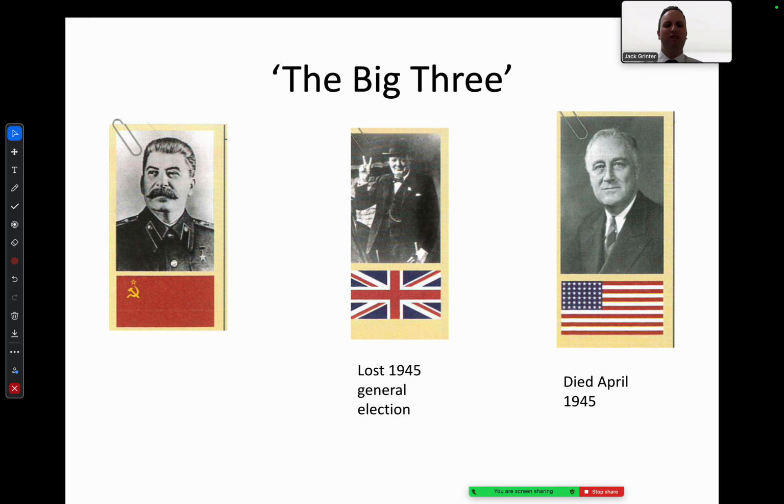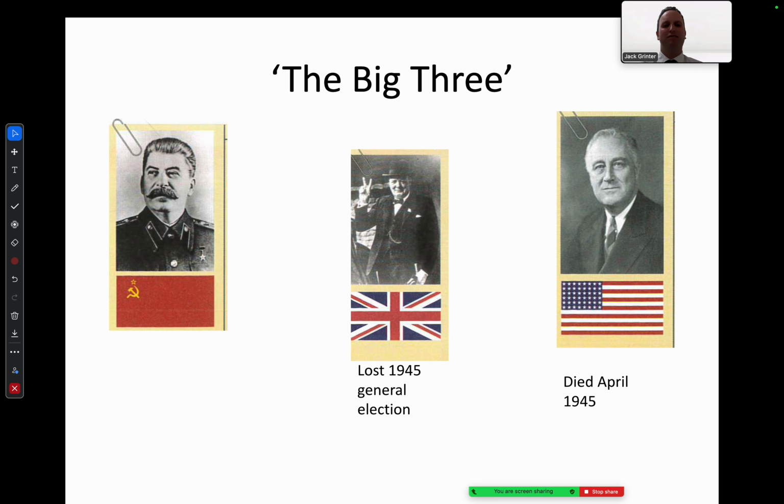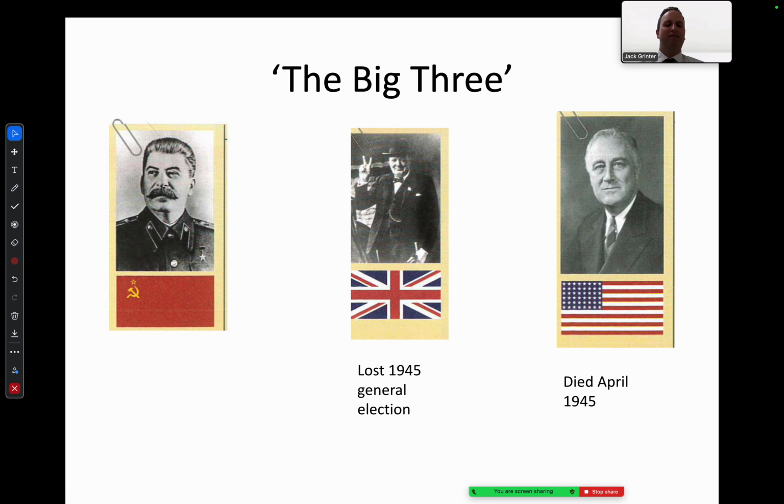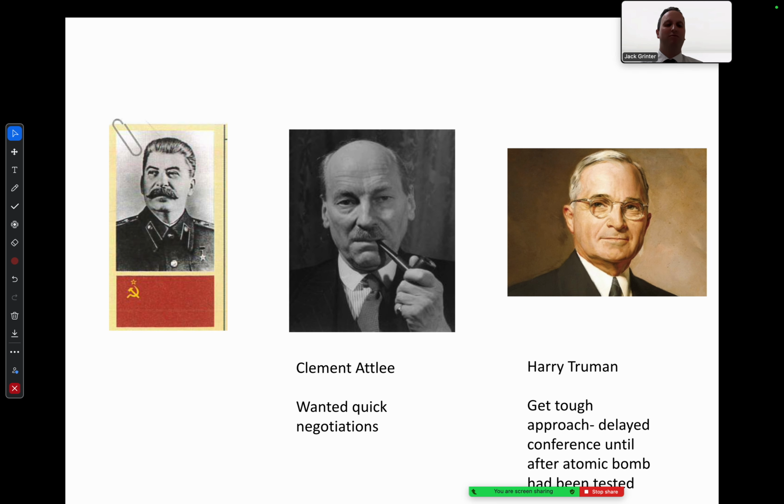Winston Churchill loses the 1945 general election to the Labour Party and Clement Attlee. Clement Attlee comes in, and his government actually introduced the National Health Service in 1948. And Franklin Delano Roosevelt, he died in April 1945, and he was replaced by his vice president, who then became president, which was Harry Truman.